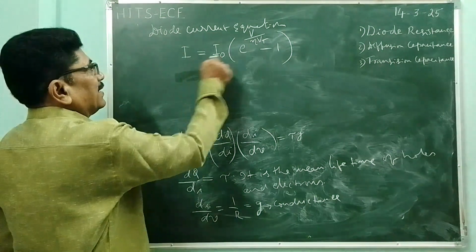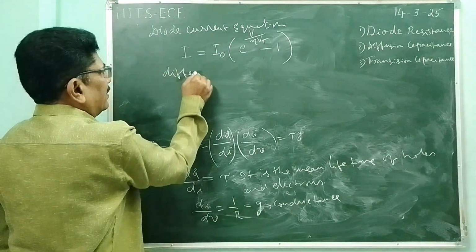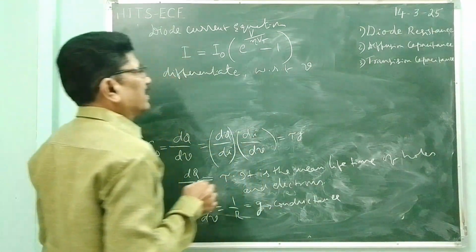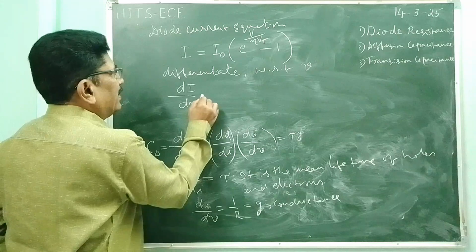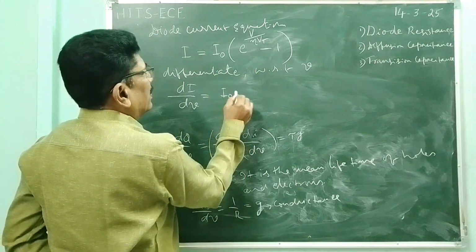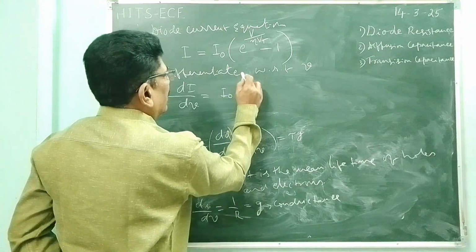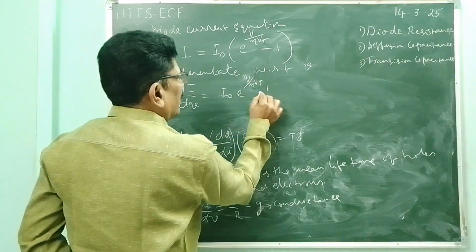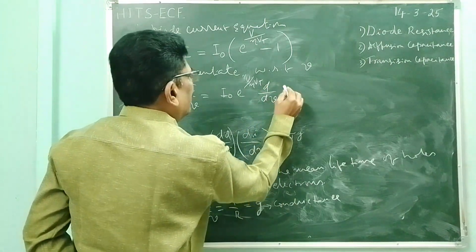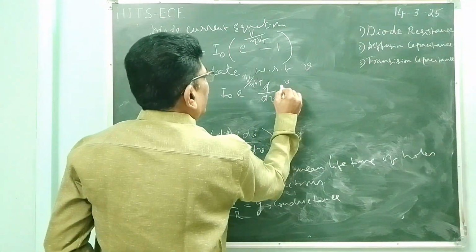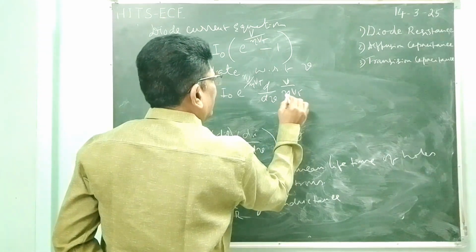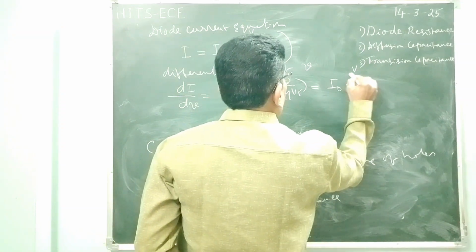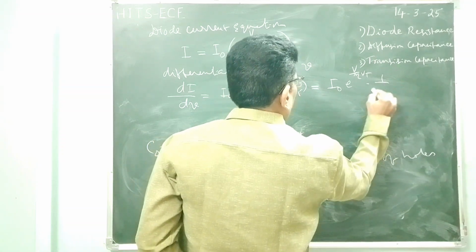Let us find out dI by dV. Let us differentiate the above equation with respect to V. So dI by dV is equal to I0 into e power V by eta Vt, and the differentiation of V by eta Vt, that is d by dV of V by eta Vt, is equal to 1 by eta Vt. Which is equal to I0 into e power V by eta Vt into 1 by eta Vt.